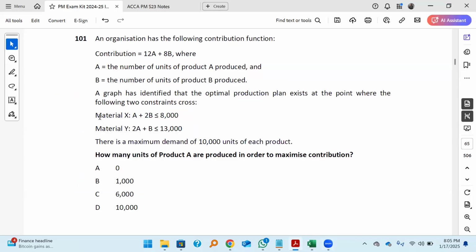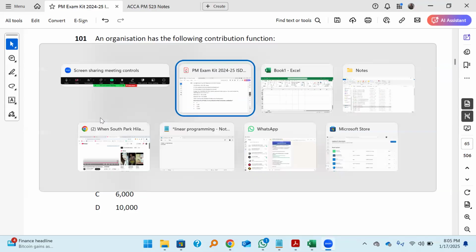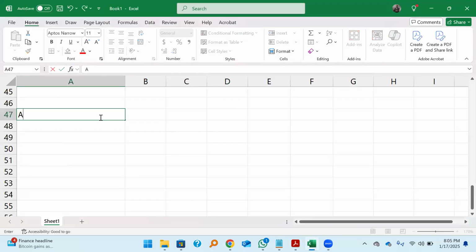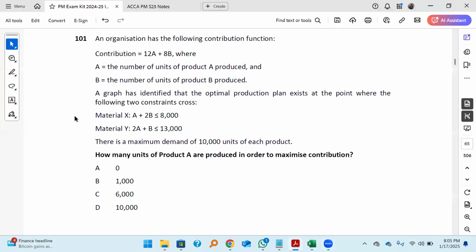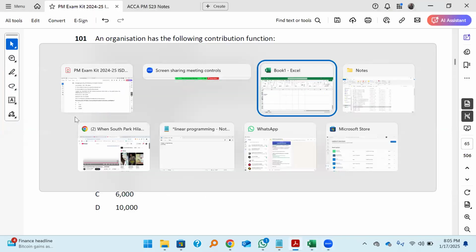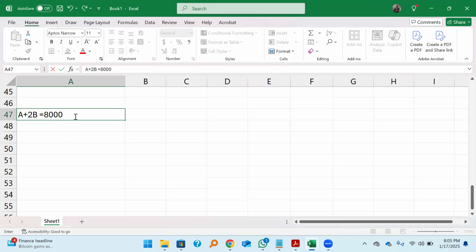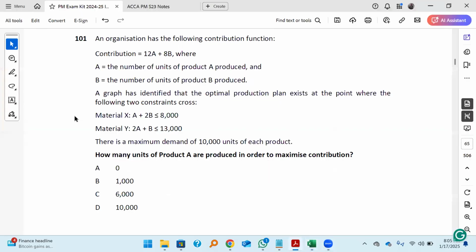A plus 2B is equal to 8,000. The next one is 2A plus B is equal to 13,000.